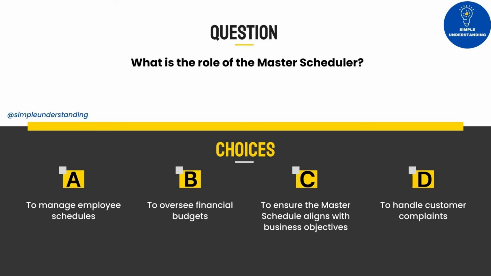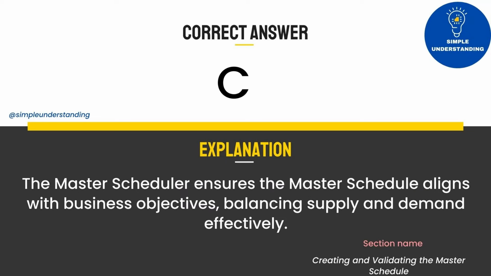A. To manage employee schedules. B. To oversee financial budgets. C. To ensure the master schedule aligns with business objectives. D. To handle customer complaints. Correct answer: C. Overall explanation. The master scheduler ensures the master schedule aligns with business objectives, balancing supply and demand effectively.